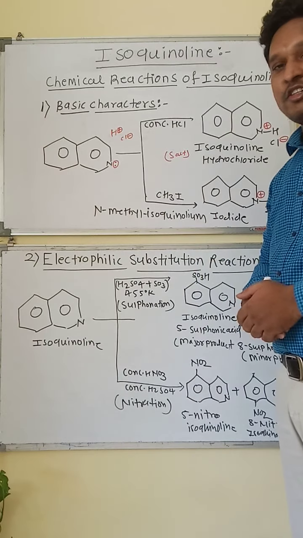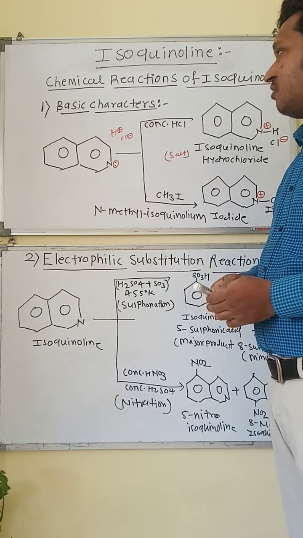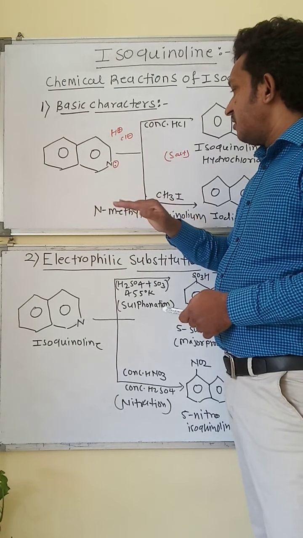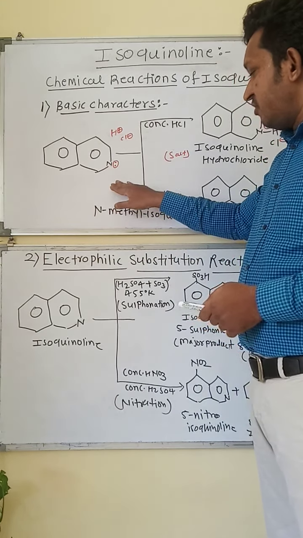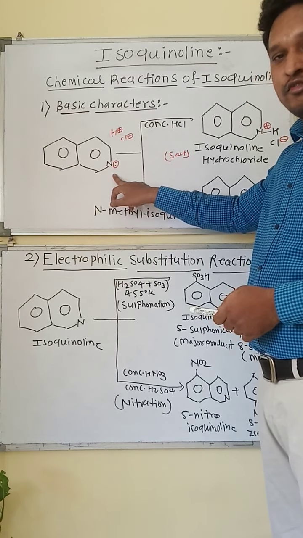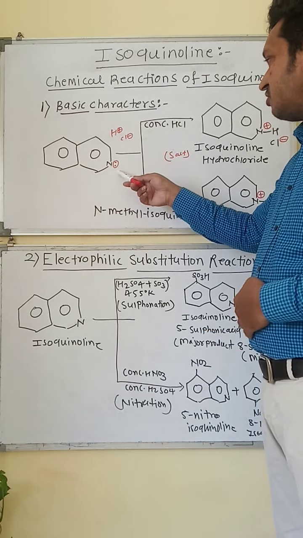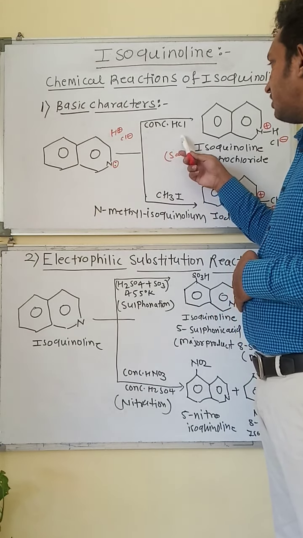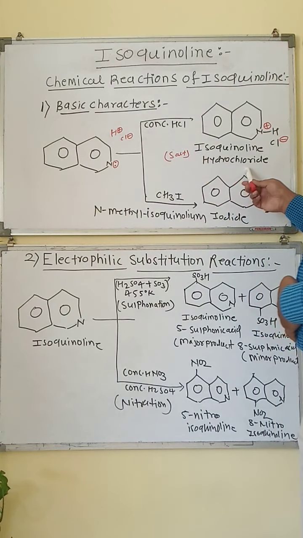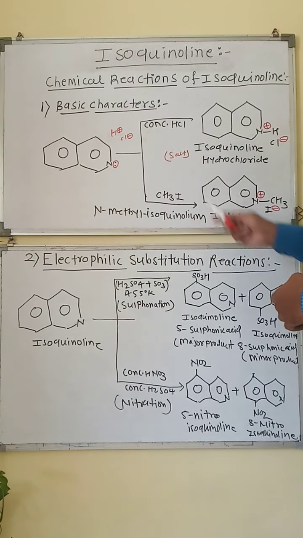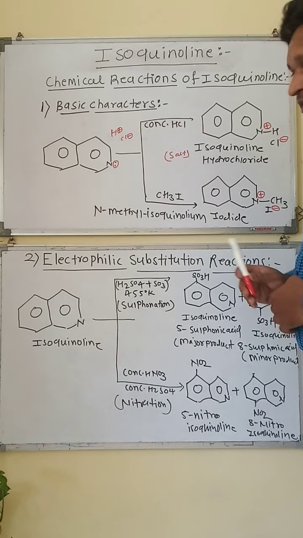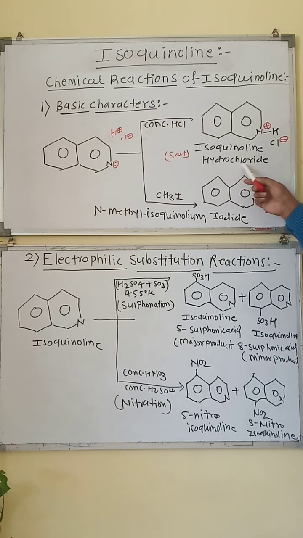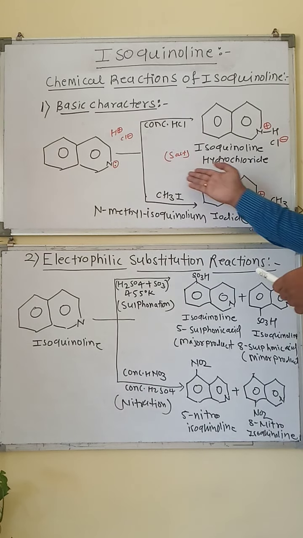In that, the first reaction is the basic character, also called salt formation. In the isoquinoline structure, there is a nitrogen. Nitrogen contains a lone pair of electrons and it shows basic character. So when it is reacted with concentrated HCl or a mineral acid, it will form a salt. When it reacts with concentrated HCl, it gives isoquinoline hydrochloride, which is called the salt.